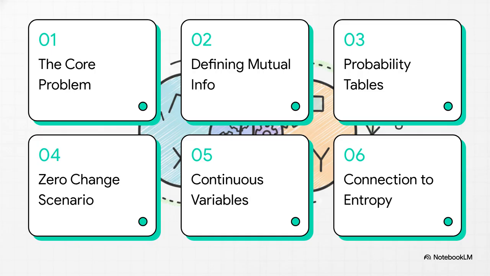We'll be covering 1. The core problem, 2. Defining mutual information, 3. Step-by-step probability tables, 4. The zero-change scenario, 5. Handling continuous variables, and 6. The connection to entropy.